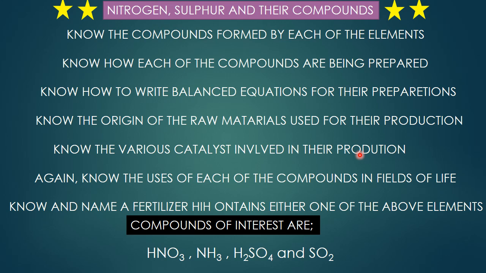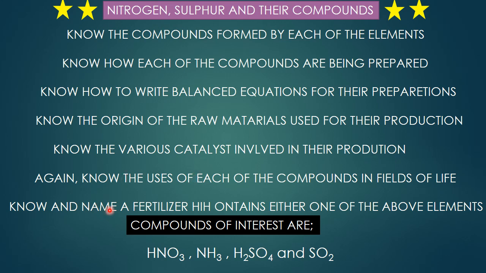Like I said, the catalysts used in the production, for instance in the Haber process, you can talk about finely divided iron as the catalyst. Then in the contact process, we should be talking about vanadium pentoxide. Super important.